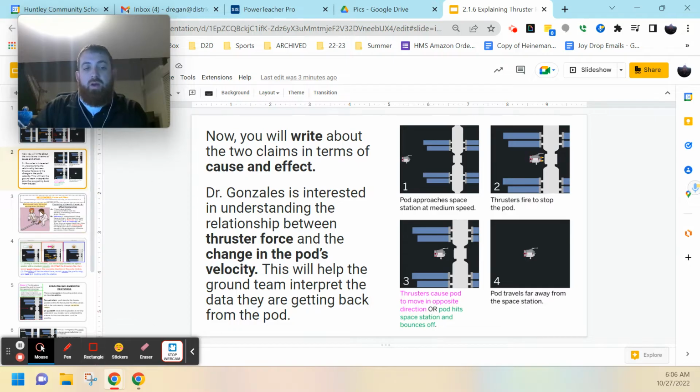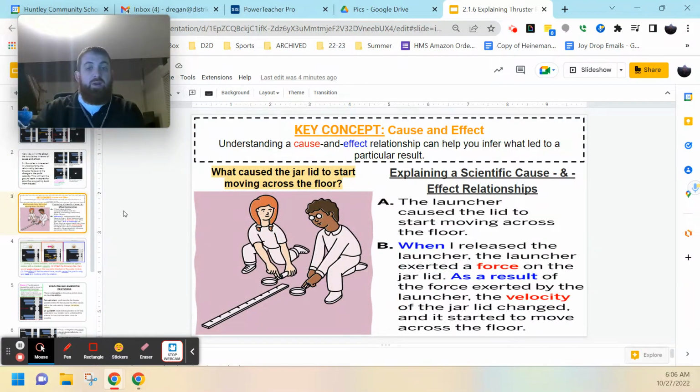So, when thinking about cause and effect, we know that understanding cause and effect can help us infer what led to particular results, like our pod changing velocity. So, let's look at an example that might help us write our own cause and effect explanations.